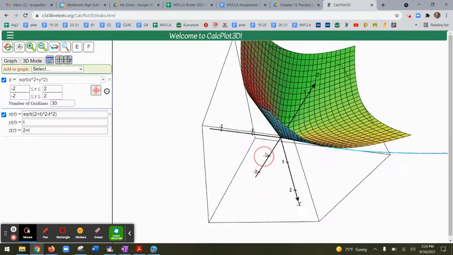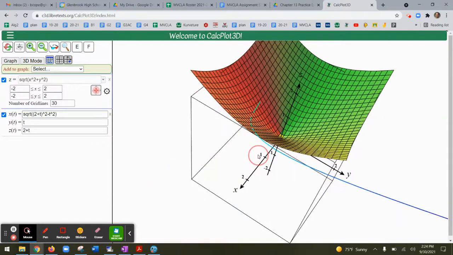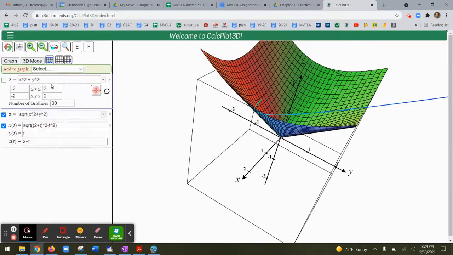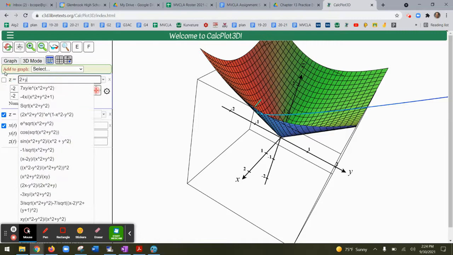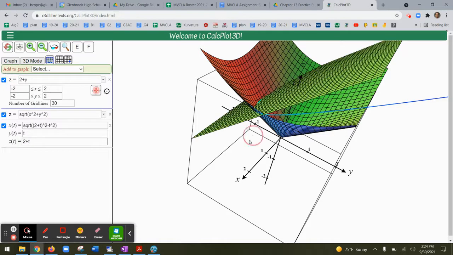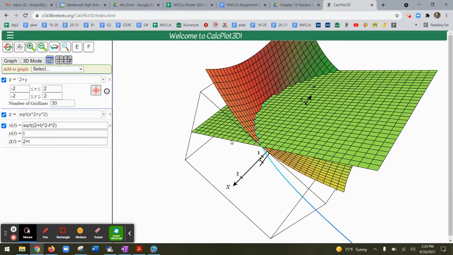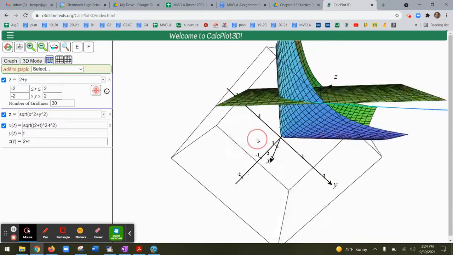So there's our cone. Yeah, cool. Okay, and then what was the other one? Z equals 2 plus y. Oh, we did it. That's pretty neat. Oh, wait, why is there that? Oh, that circle was you dragging. Yeah.